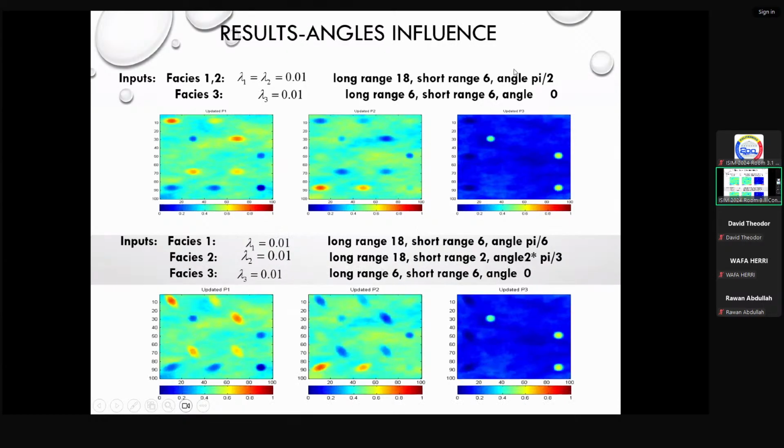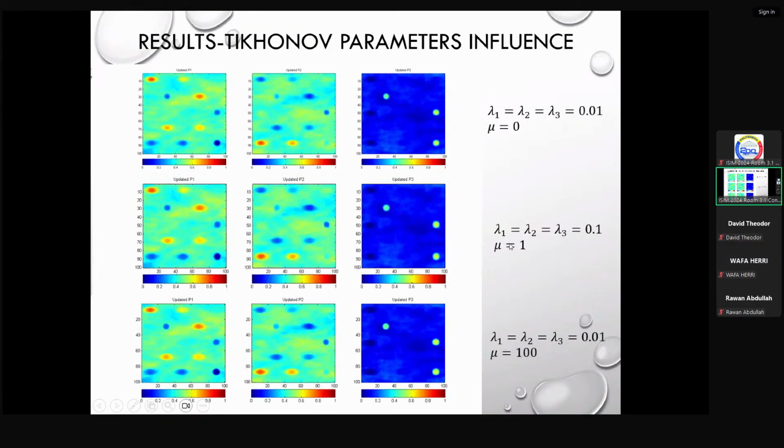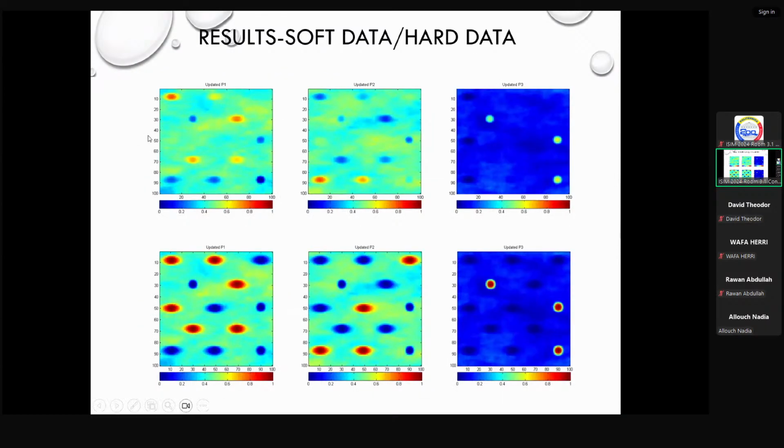We try to change the angle to see what happened, and we take into account different values of the angle, and also we try with different Tikhonov parameters influence. In all the cases we have different answers, and also we use soft data and hard data for probability, and again we have different results.